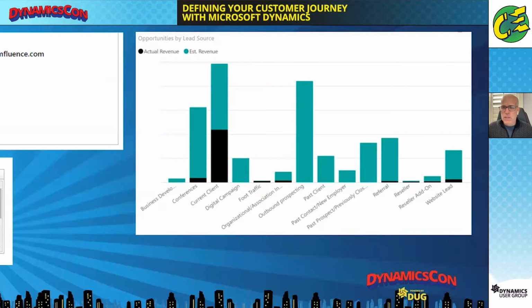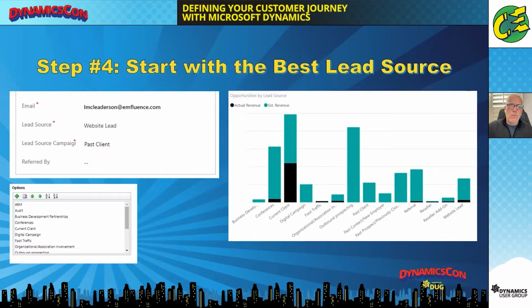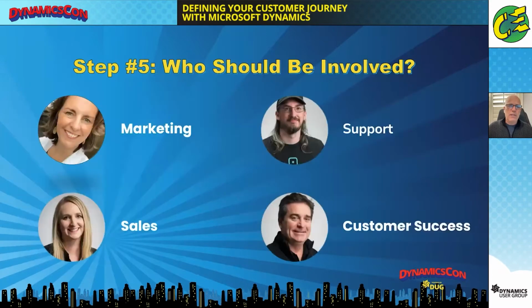But then as you look at the other ones, where are we converting here? You see that conferences and website leads both come up as a little bit of a leader in terms of what are our best lead sources. So let's say we want to start with website leads as our best lead source, and how do we build a journey mapping exercise around that?